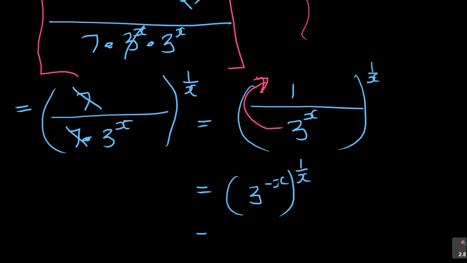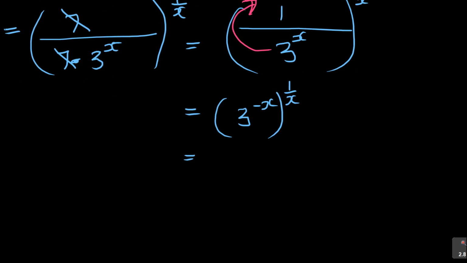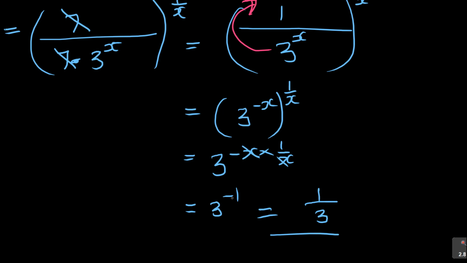Which is equal to, so you are multiplying, so it will be 3 to the power negative x times 1 over x. See that? Then when you do that, cancel there, which is 3 to the power of negative 1, which is equal to 1 over 3. We're back to that 3 to the power negative 1. To remove that negative is 1 over 3. Then that becomes your final answer.